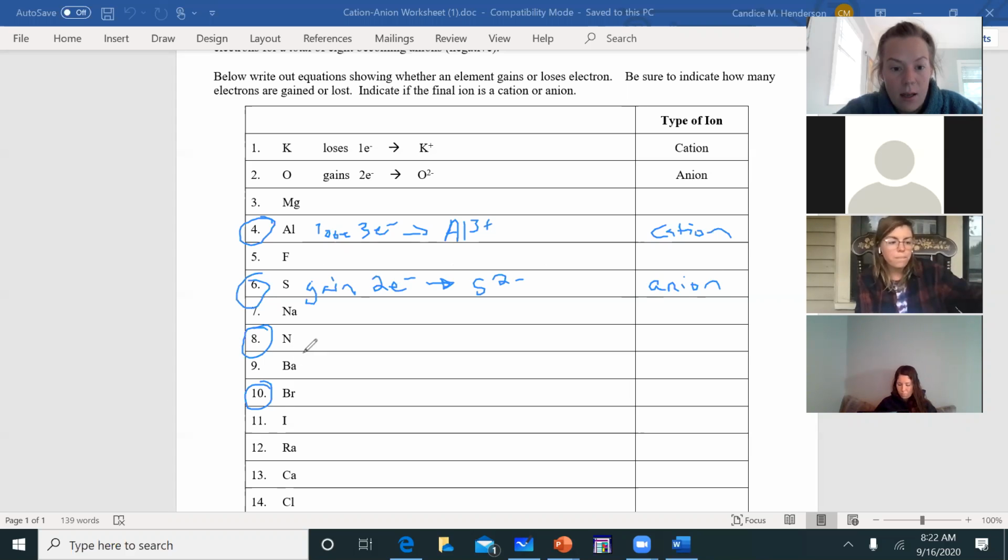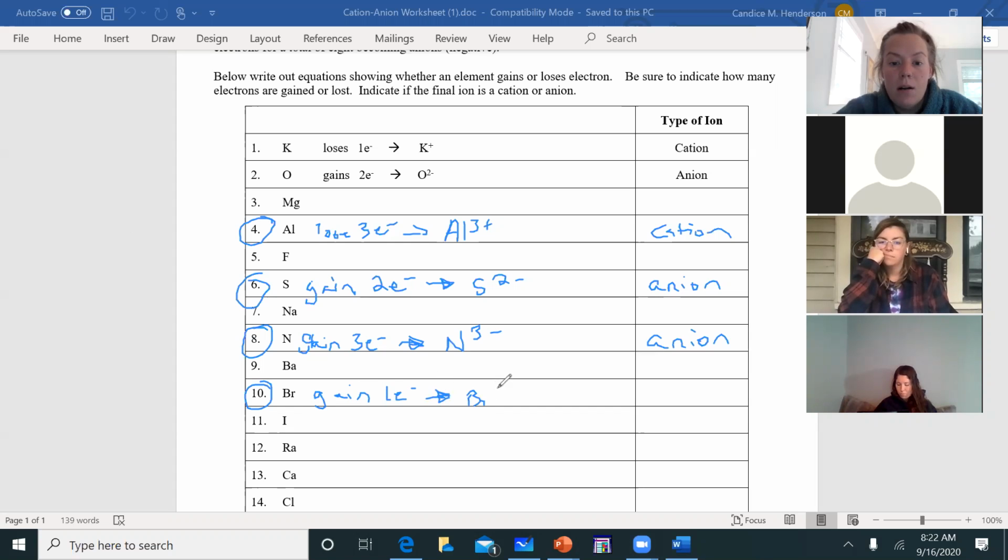Nitrogen is over in column 1, 2, 3, 4, 5. So this guy likes to gain 3 electrons. And with a 3- charge, this is an anion. Bromine, all the way down there at 35, likes to gain 1 electron to form Br-. This is also an anion.